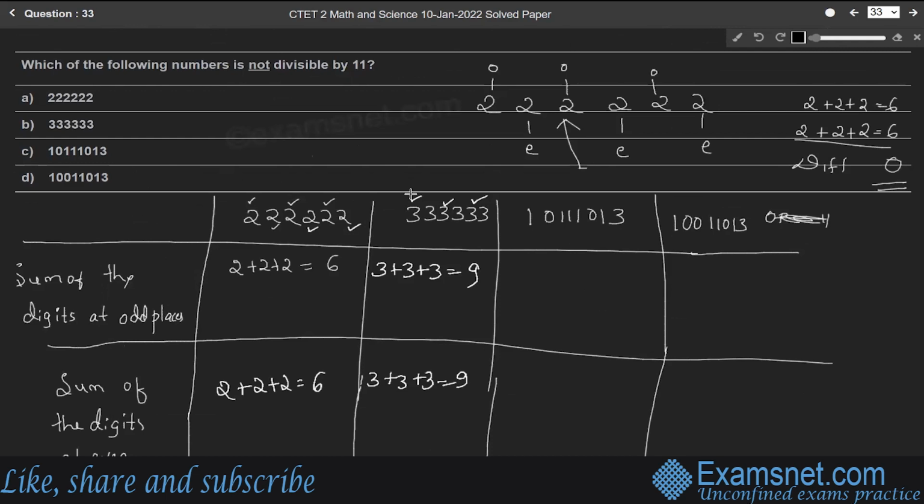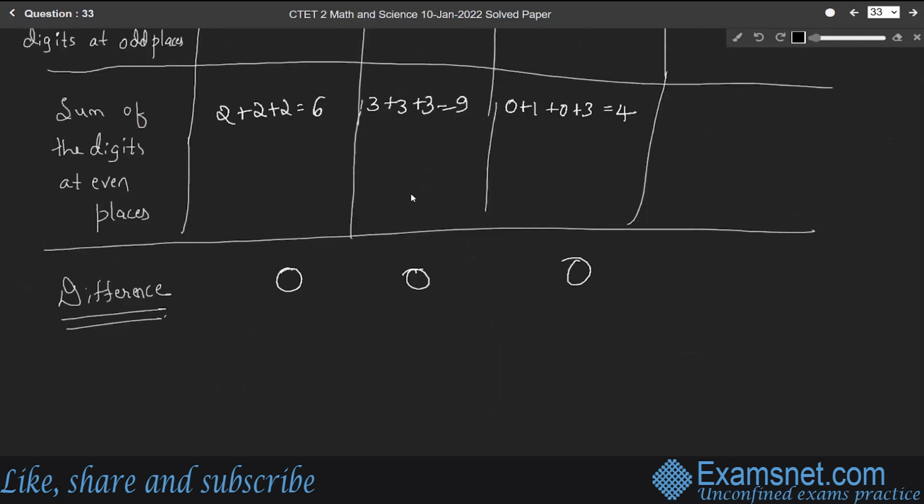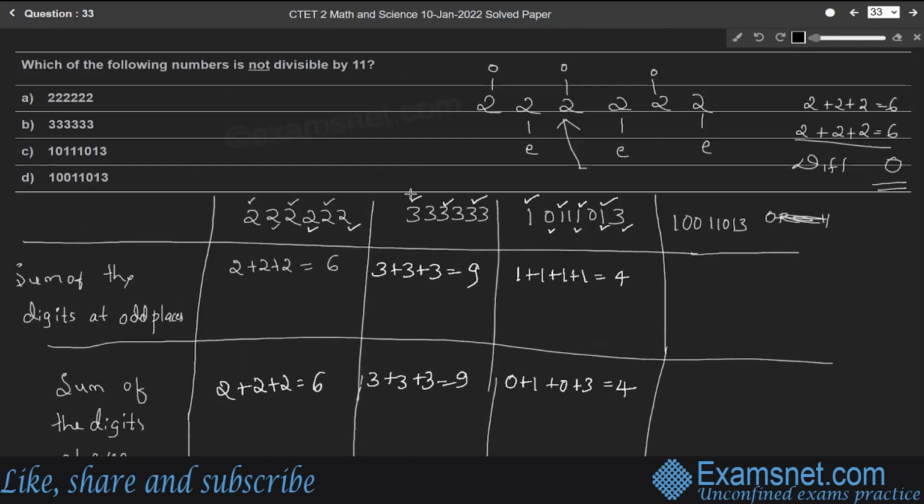And the third number. So, odd places 1, 1, and fifth place is also 1. Seventh place is also 1. So, 1 plus 1 plus 1 plus 1, which is 4. And even places 0, 1, 0, 3, which is equal to 4. Therefore, the difference is 0. Hence, the third number is also divisible by 11.